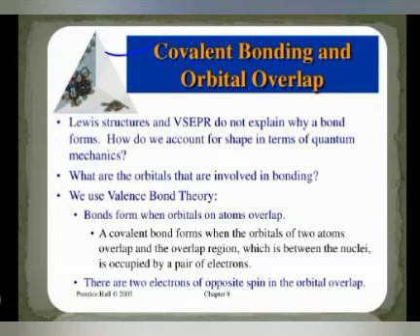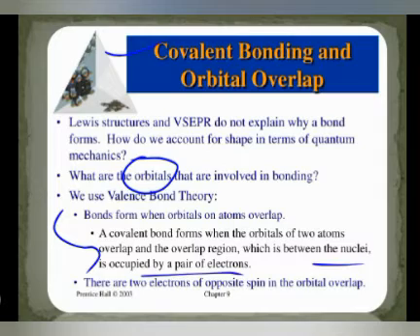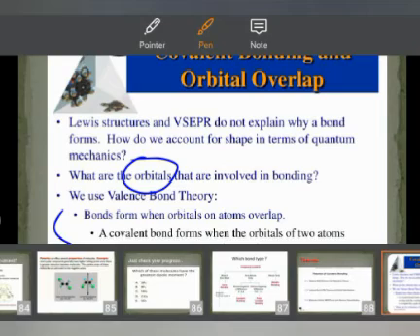I'm going to just read, and understanding we will do tomorrow. Lewis structure and VSEPR theory do not explain why a bond forms. How do we account for the shape in terms of quantum mechanics? What are the orbitals involved in bonding? We use valence bond theory. If we talk about orbital theory, it means we are talking about valence bond theory. A covalent bond forms when an orbital of two atoms overlaps, and the overlapping region between the nuclei is occupied by a pair of electrons with opposite spin.